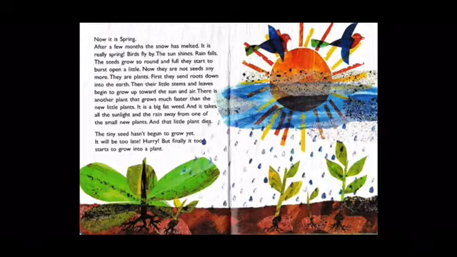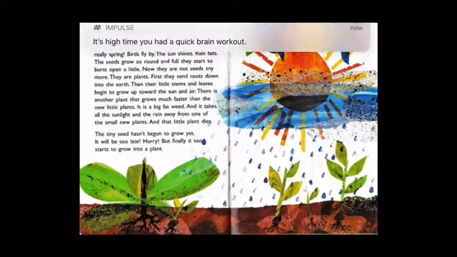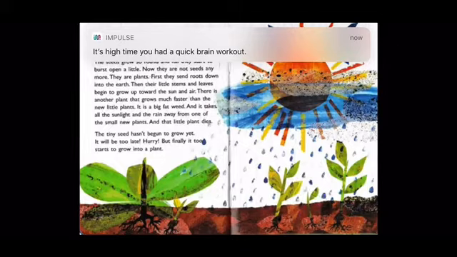There is another plant that grows much faster than the new little plants. It is a big fat weed, and it takes all the sunlight and the rain away from one of the small new plants, and that little plant dies. The tiny seed hasn't begun to grow yet. It will be too late, hurry! But finally, it too starts to grow into a plant.